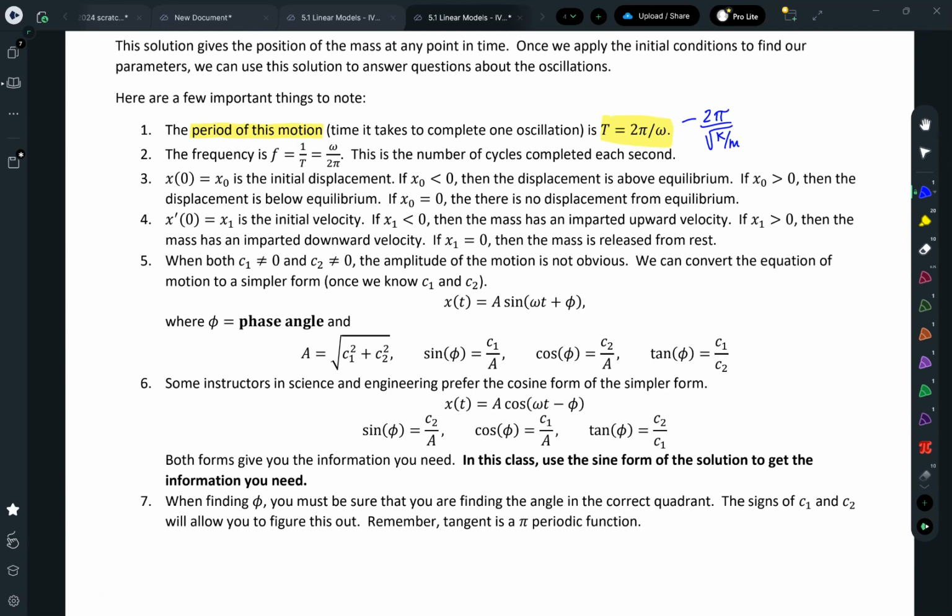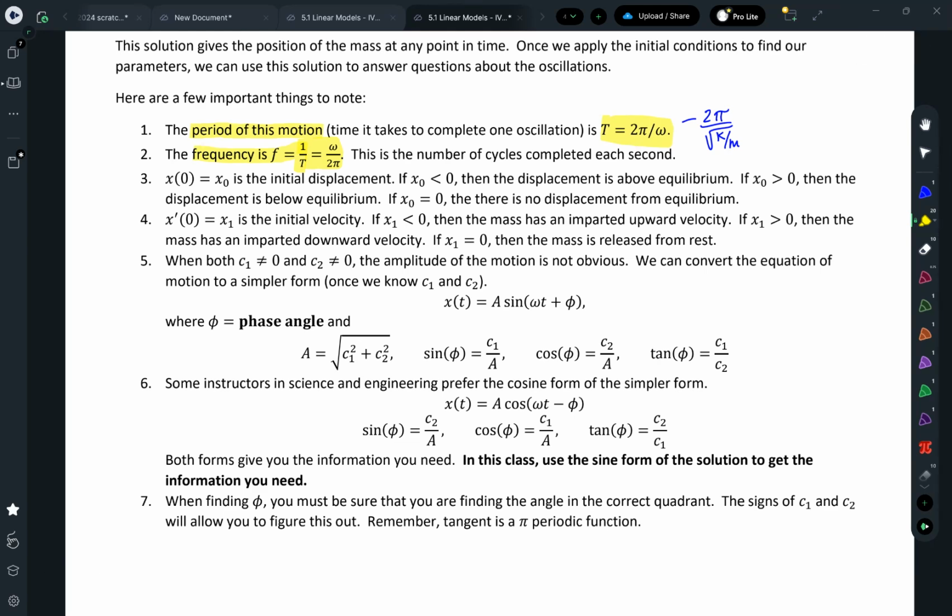Okay? The frequency is going to be f, and that's equal to 1 over the period of motion. Or in other words, take the period of motion and reciprocate it, and you've got omega over 2 pi.